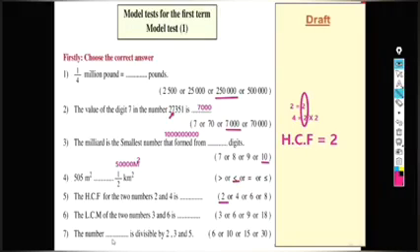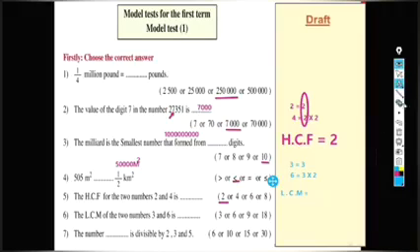Question number 6. The least common multiple for the two numbers 3 and 6 is. We go to the draft again and do factorizing. Number 3 equals 3. Number 6 equals 3 times 2. In the least common multiple, we take the common factors and the not common factors.